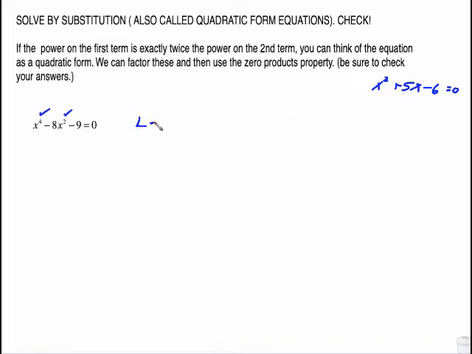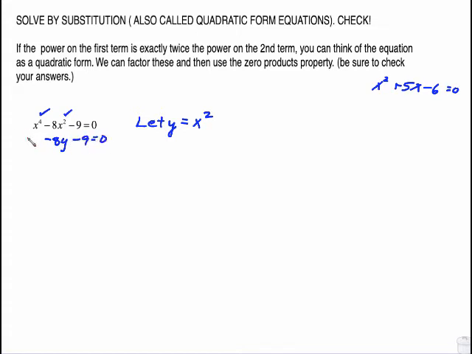So we're going to use a different letter. Since our equation is in x, we'll say let y equal something. And what we're going to let y equal is whatever the middle term's variable and power is. Since that's 8x squared, we're going to let y equal x squared. Don't use the 8, don't use the coefficient, just the x squared. Once you've done that, you can get this equation to look like this. If x squared equals y, you're looking at negative 8y minus 9 equals 0.